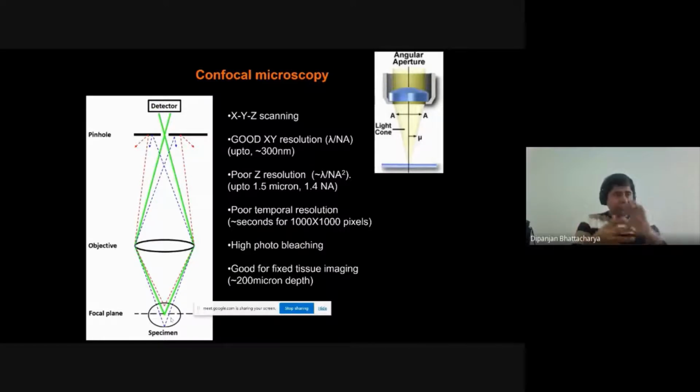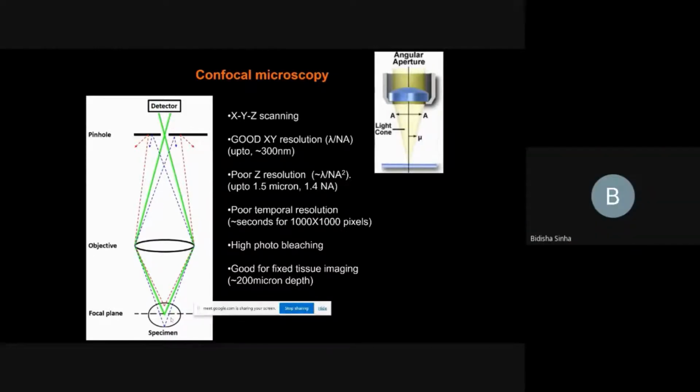Okay, I didn't mention photo bleaching, but maybe all of you know it, but still, one line. As I told in the Jablonski diagram, if a molecule is excited, after some time it comes down. This cycle can't go on for infinite time. Every molecule has some period, after that it gets oxidized and loses the fluorescent property. So that is photo bleaching.